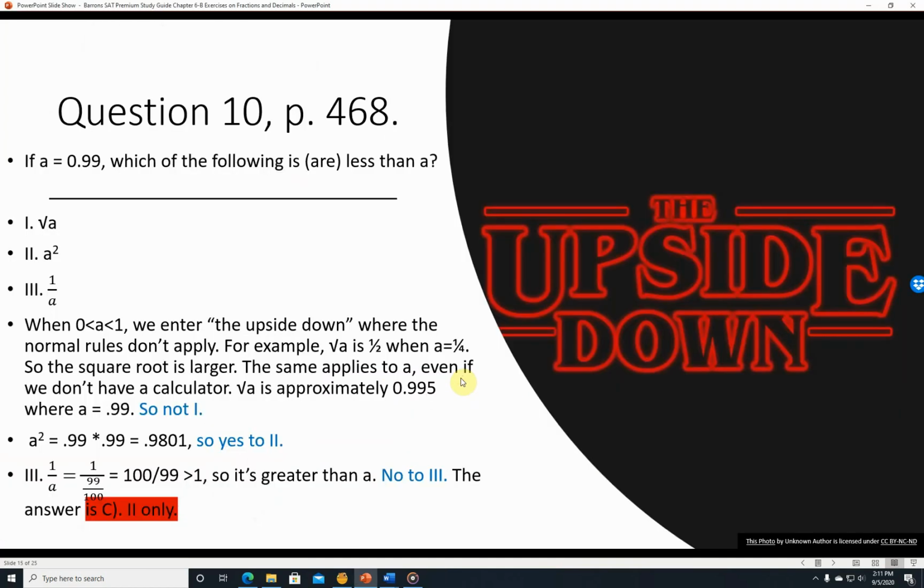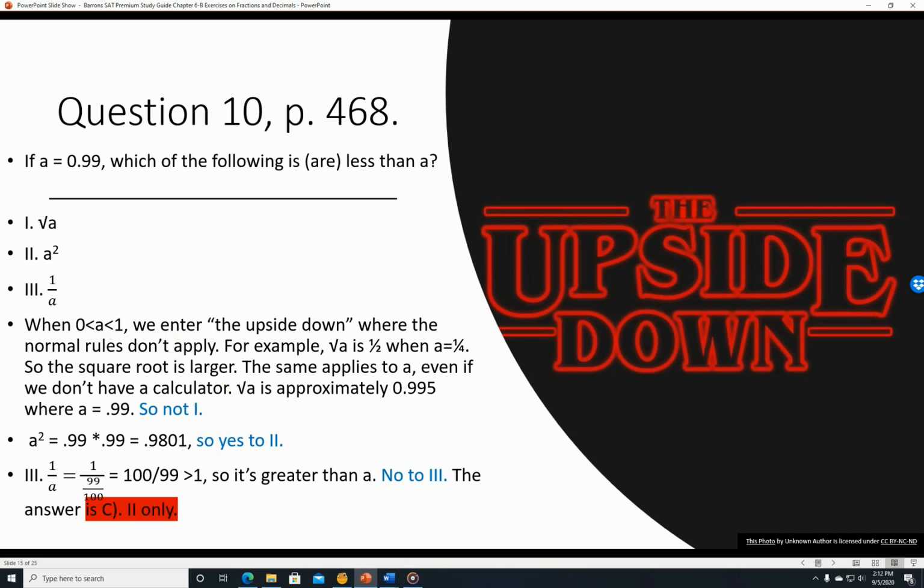Question 10. If A equals 0.99, which of the following is or are less than A? Here we're entering the upside down, as in Stranger Things, because when 0 is less than A is less than 1, we enter the upside down where the normal rules don't apply. For example, the square root of A is 1/2 when A equals 1/4. Normally that's not the case: the square root of 4 is 2. So the square root is larger when you're dealing with a fraction between 0 and 1. So the same applies to A even if we don't have a calculator.